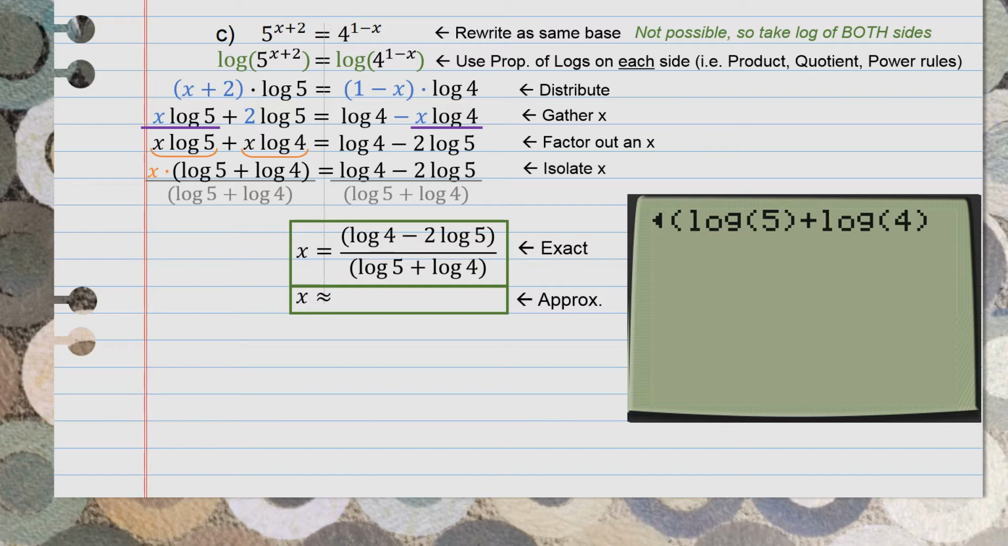Once you've typed that in, select enter, and you should get the same decimal value that I get. Now again, we need to round to 3 decimal places. So it will be negative 0.612. We do need to round up in this instance.